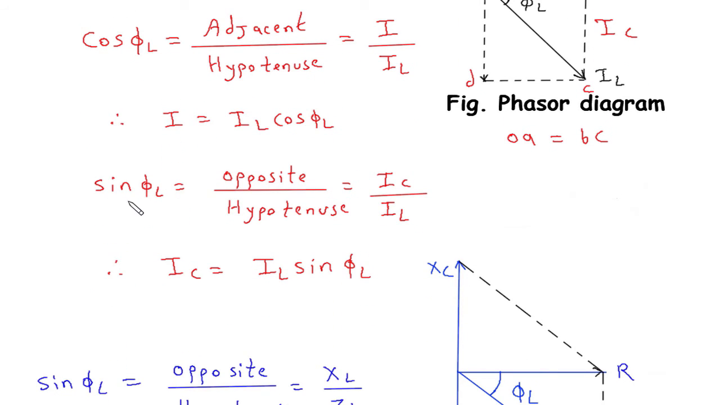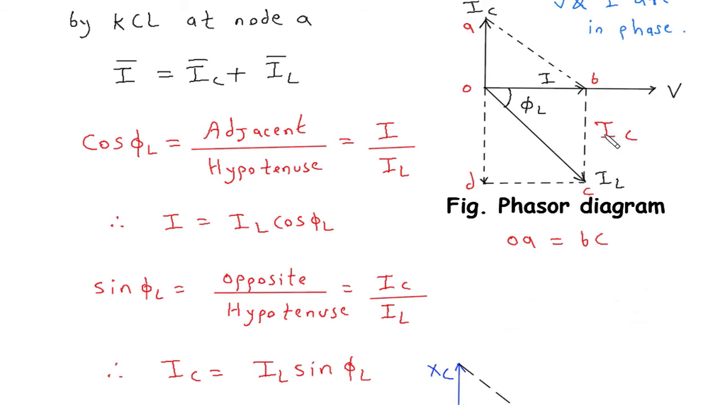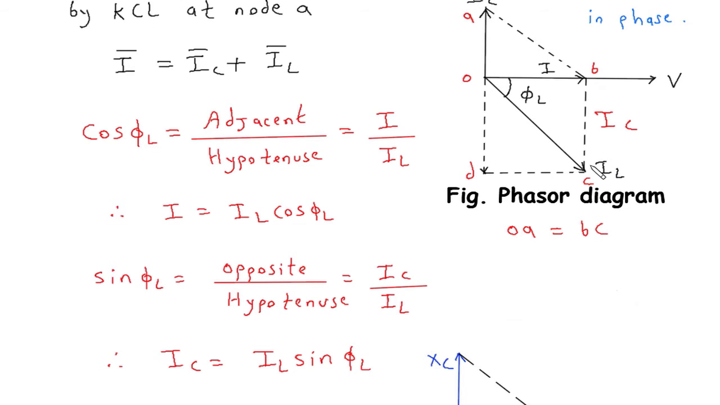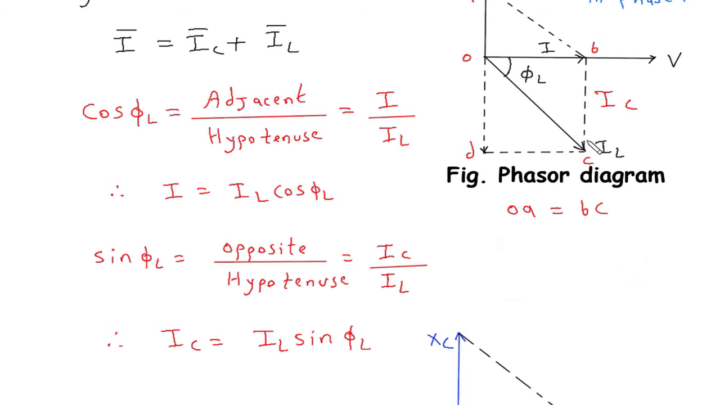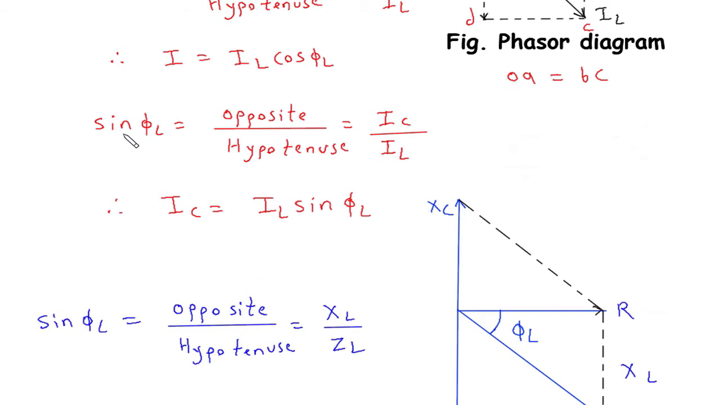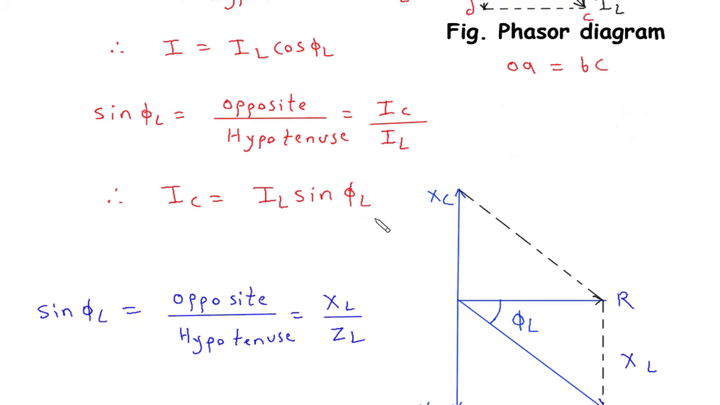Then the same for sin phi L. Sin phi L is equal to opposite upon hypotenuse. We have to take the opposite side of the angle. This phi L is the angle, so the opposite of this angle is IC. So IC divided by the hypotenuse. The hypotenuse is again this line, that is IL. Therefore sin phi L is equal to IC upon IL, and from this we can say IC is equal to IL into sin phi L.